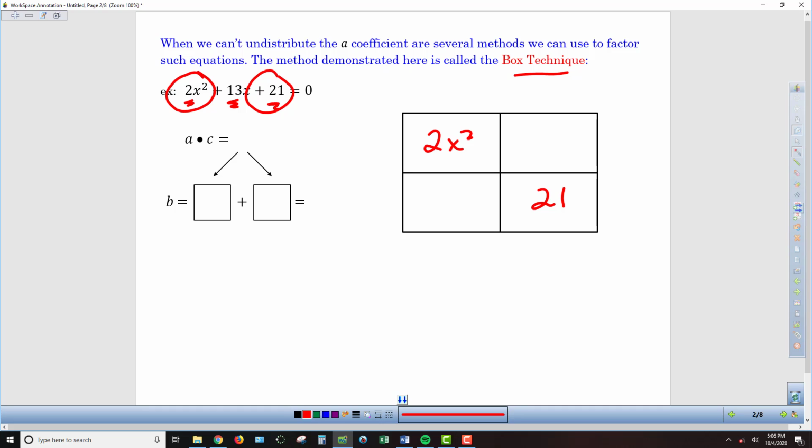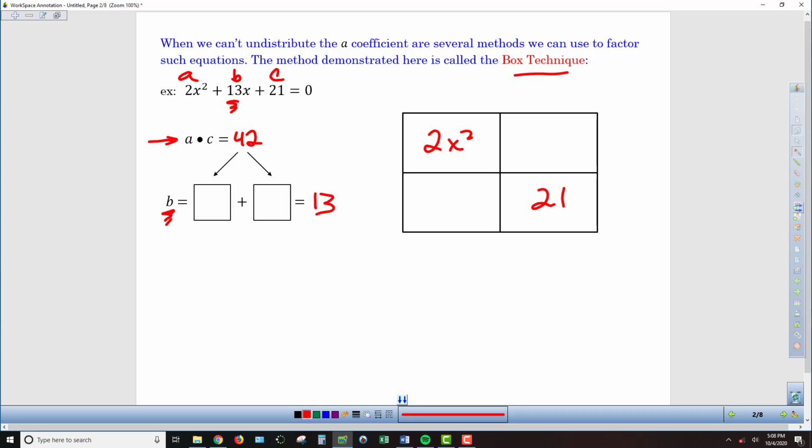And so to figure out what goes in the other two boxes, I'm going to multiply the a and c coefficients. So if we go back here and kind of clean up our diagram, remember that this is the a coefficient, this is the b, and this is the c. So I'm going to multiply a times c. When I multiply those, 2 times 21 equals 42. Now I need to find two numbers that will multiply to make 42 and also add to make my b coefficient. And that b coefficient in this case is 13.